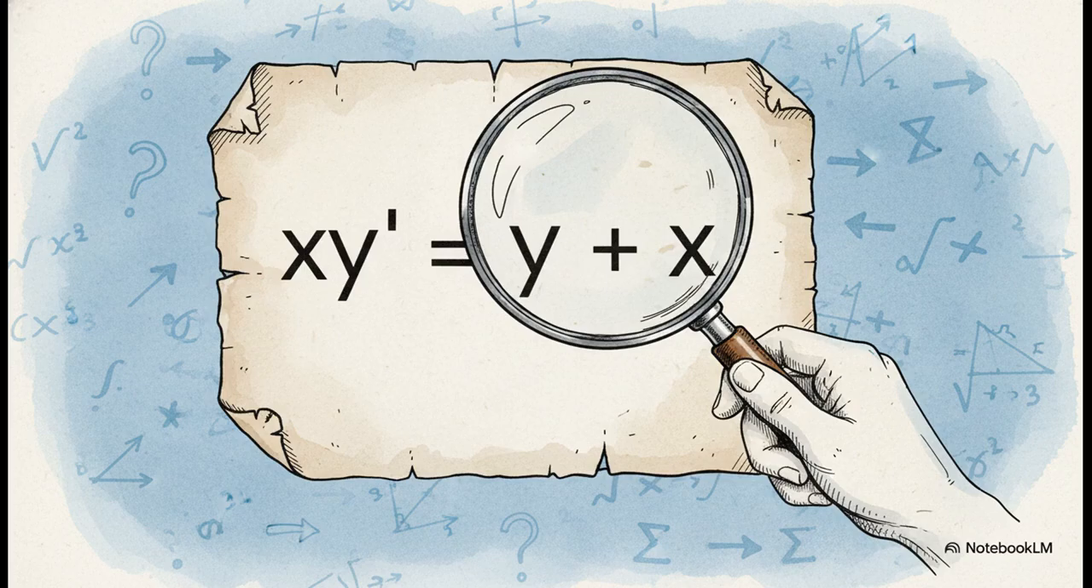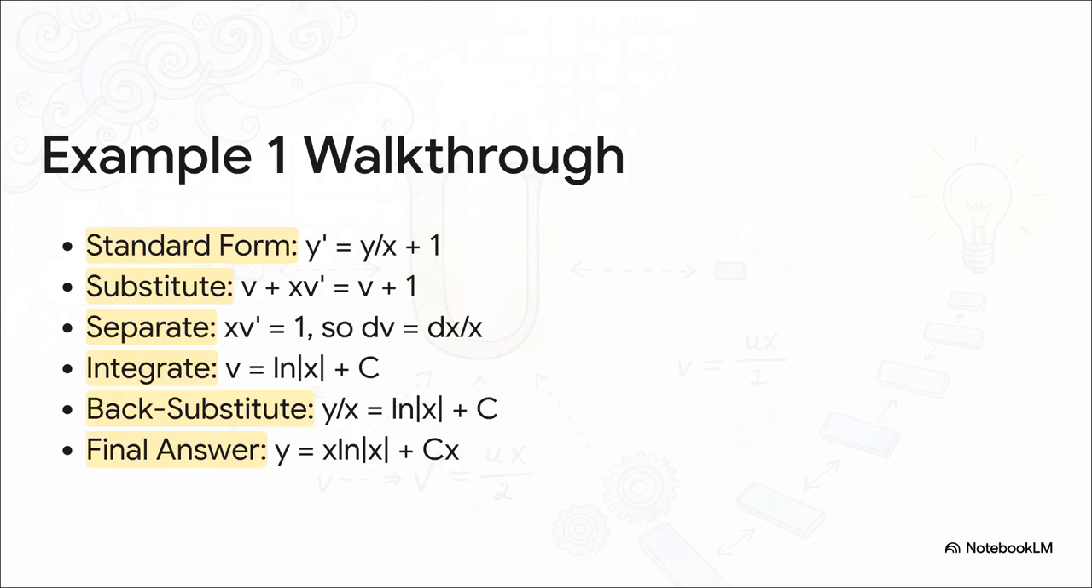So our first task is a bit of a puzzle. Can we manipulate this thing to get it into that special y prime equals a function of y over x form? Turns out we absolutely can. All we have to do is divide everything by x. And look at that, y prime equals y over x plus 1. There's our pattern. Okay, recipe time. Step 1, substitute. Everywhere we see y over x, we put a v. Step 2, we know from our recipe that y prime becomes v plus x v prime. So our new equation is v plus x v prime equals v plus 1.